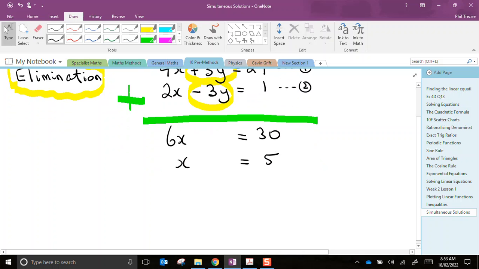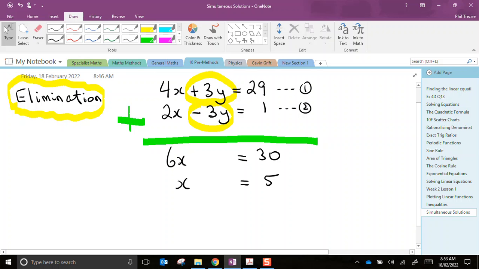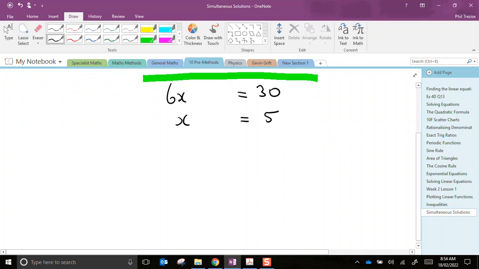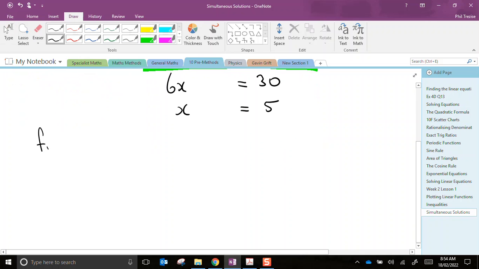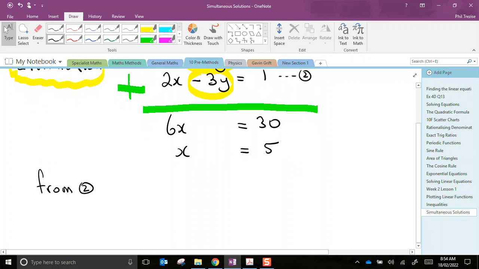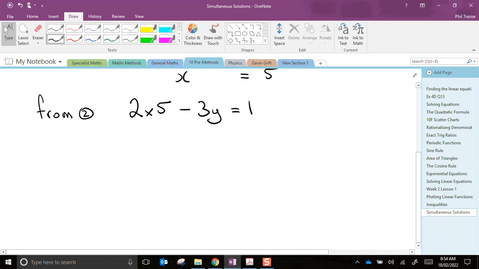In order to find the y value, we'll have to substitute back into one of the equations that we've been given. It doesn't matter which. I might choose to work with equation 2 because the coefficients are a little bit smaller, makes it a bit easier. So I will rewrite equation 2. It says 2 times x, but I now know that x is 5, minus 3 times y equals 1. So negative 3 times y can stay where it is. The 1 can stay where it is.